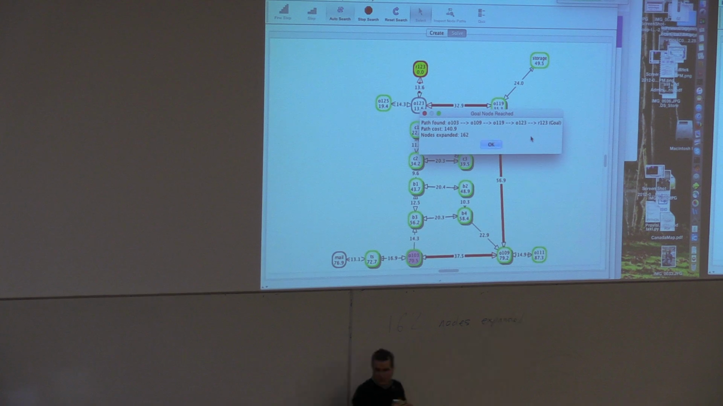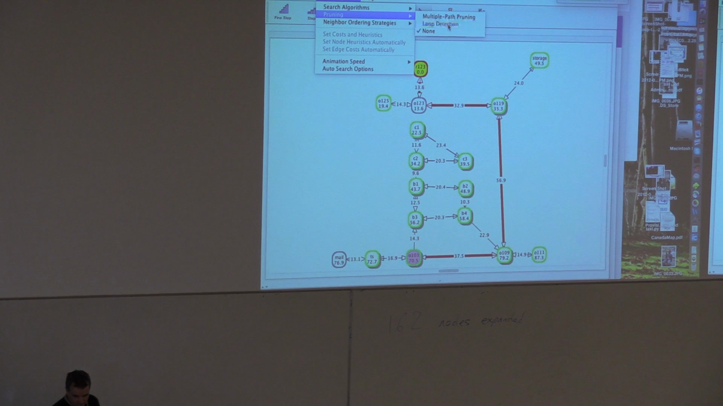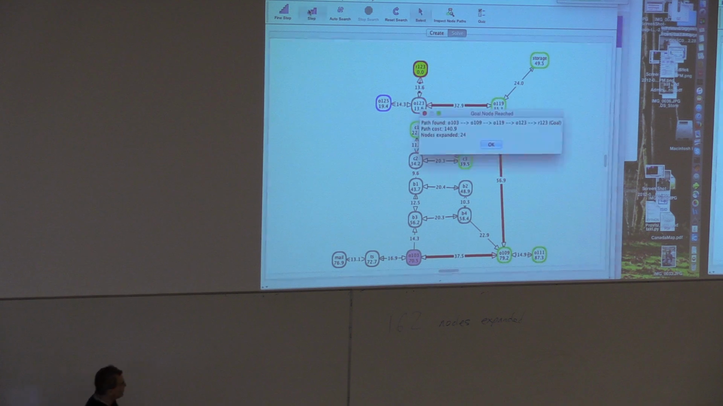What should happen if I turn on loop detection? If I reset this and I turn on loop detection, what will happen? Should it be more or less or about the same, or a lot less? Okay, let's find this out. We'll do this a few times, and it's finding multiple paths, and it's 24. 24 with loop detection.